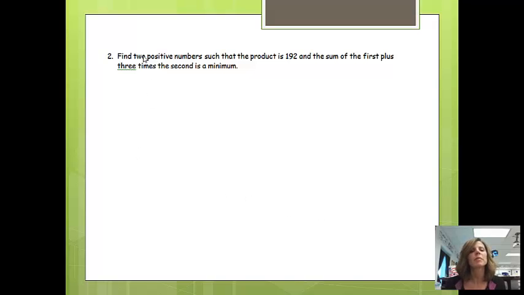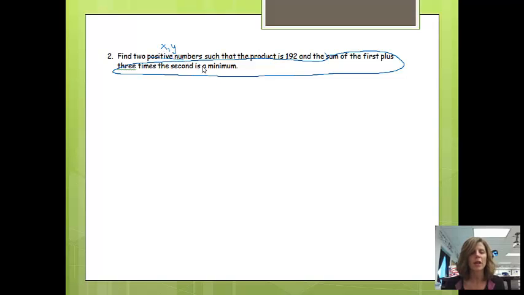This time, again, not real life yet, but we're just going to keep working into it. Find two positive numbers such that the product is 192 again, and the sum of the first plus 3 times the second is the minimum. So I'm going to circle what I want to find the minimum of. I want to find the minimum of the sum again.